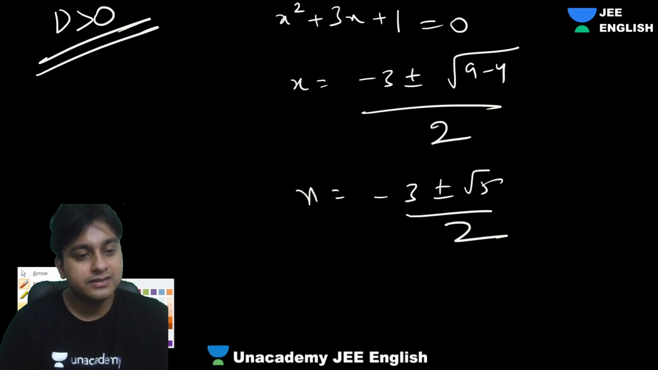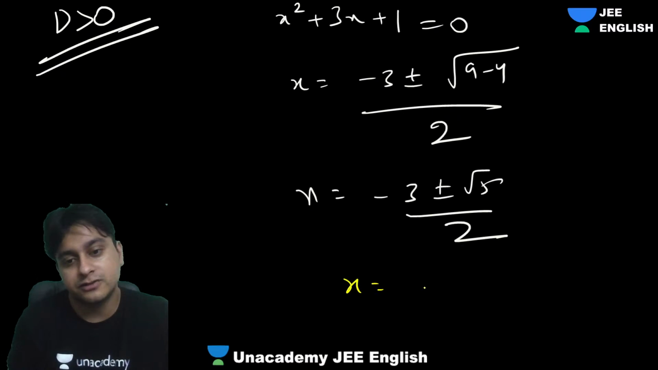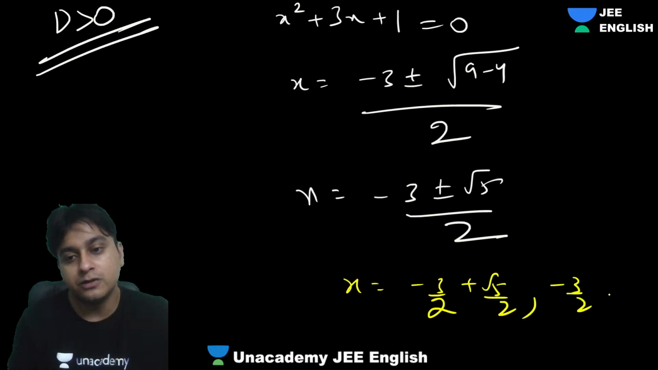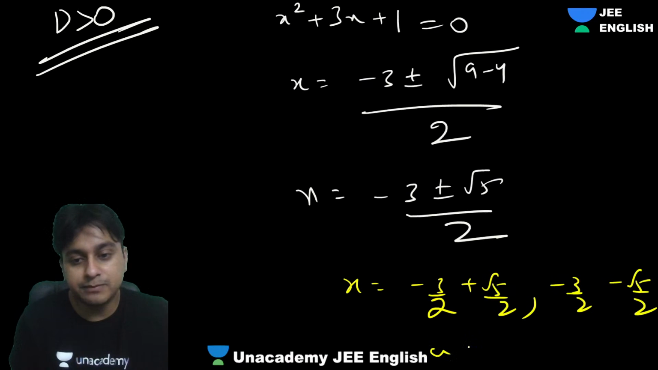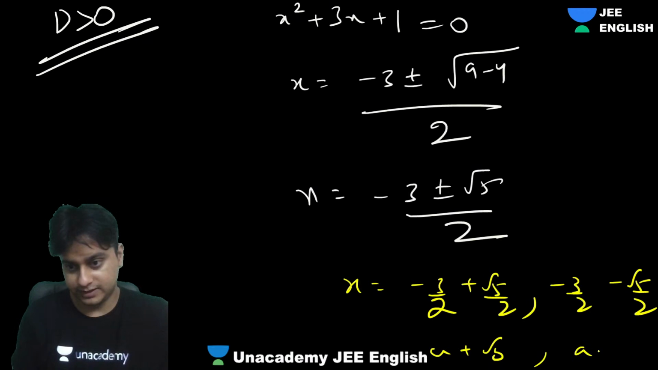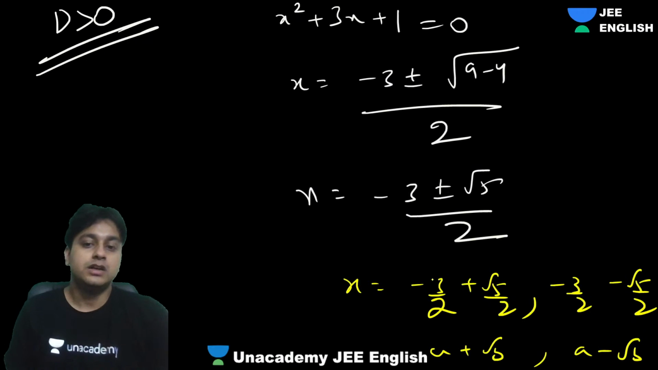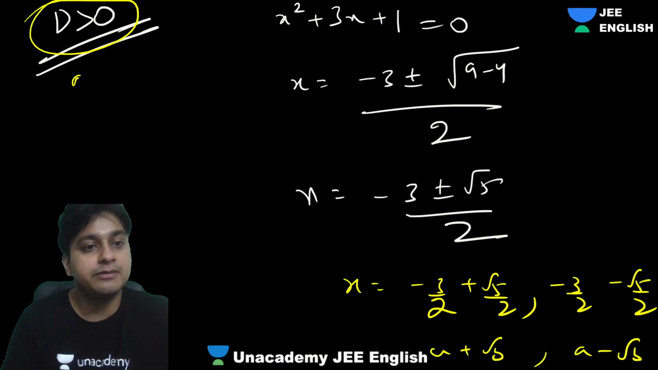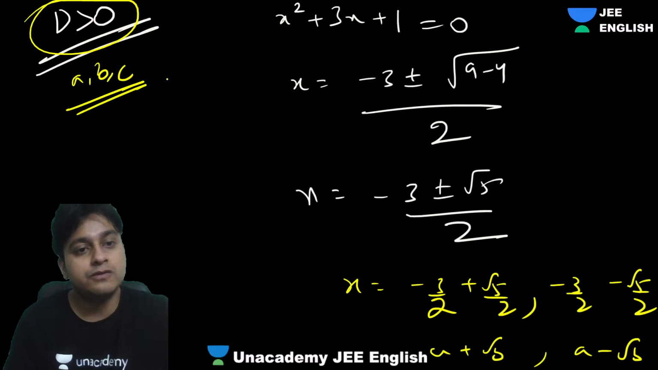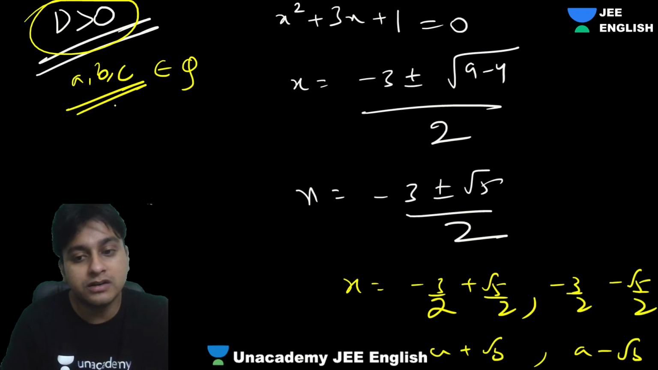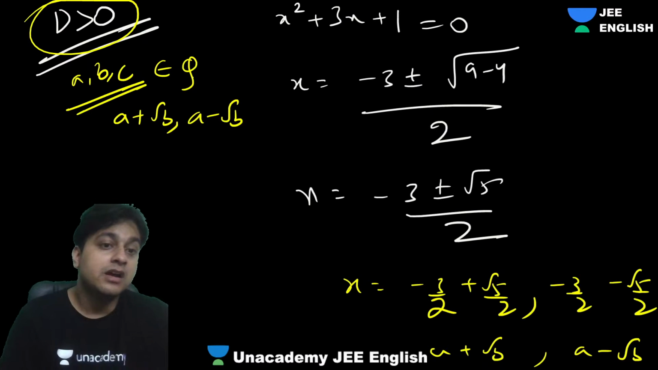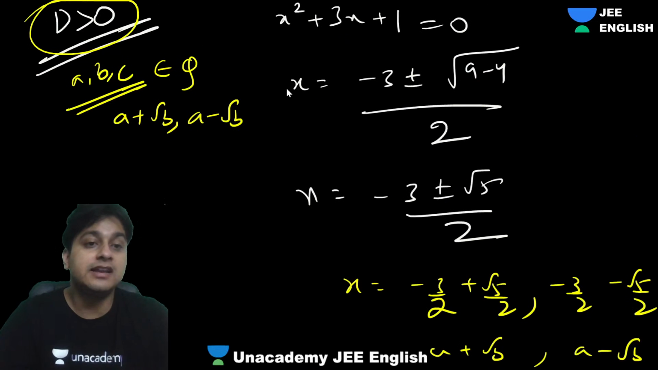Okay. So what will happen is, x equals minus 3 by 2 plus root 5 by 2 and minus 3 by 2 minus root 5 by 2. So this is, guys, a plus root b kind of thing, and this a minus root b. So guys, whenever we have discriminant greater than 0 and A, B, C are real, obviously here A, B, C should belong to rational numbers. Then only you will get one root as a plus root b, and another will be a minus root b. All these three should belong to rational numbers.